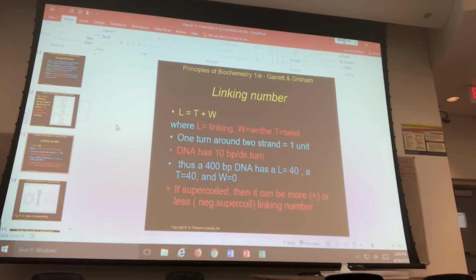Decided to simplify this type of concept. This is supercoiling and linking number. Linking number, the formula is L equals T plus W. If you're given any combination of two of these numbers, make sure you know how to calculate the third one. So simple algebra. Make sure you know the formula though, because we are not going to give you the formula.